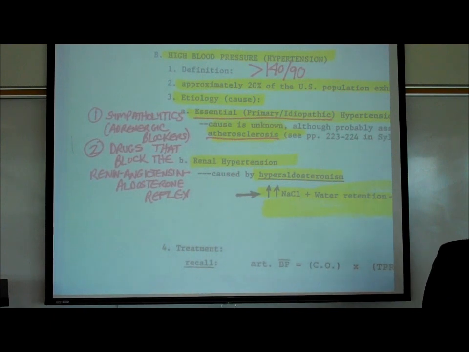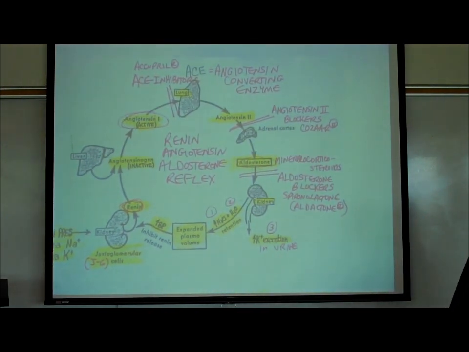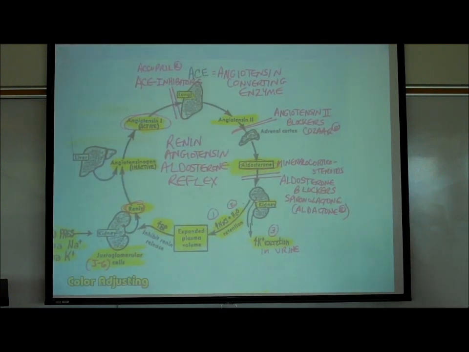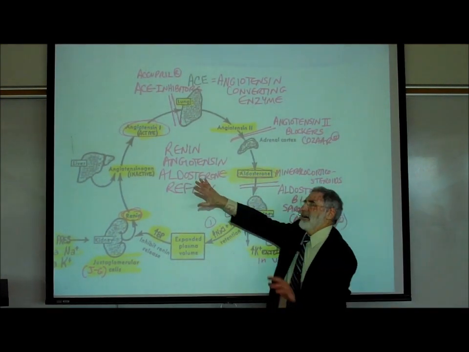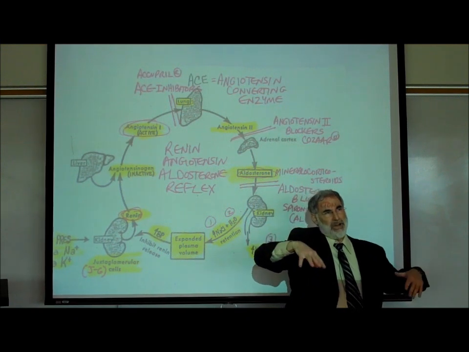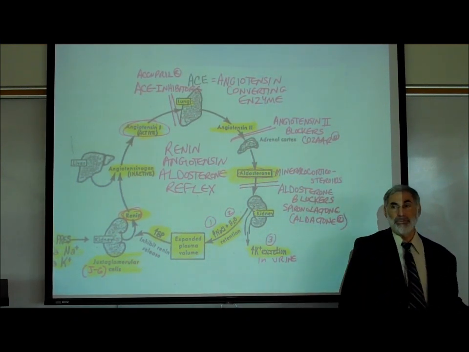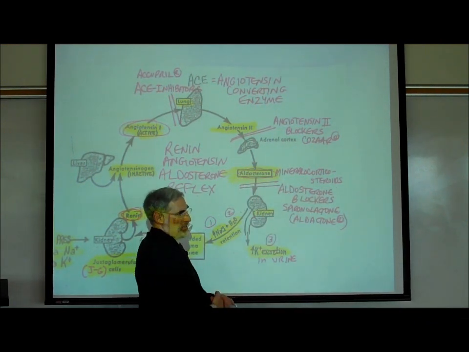Now, I want to give you a couple of examples of drugs that block the renin-angiotensin-aldosterone reflex. So let's go back to 134G. Okay, on 134G, that's this diagram. Now, I've listed a number of drugs. There's only one that I'm going to ask you to know. If somebody does have hyperaldosteronism, which leads to renal hypertension, it certainly makes sense to try to reduce this aldosterone.